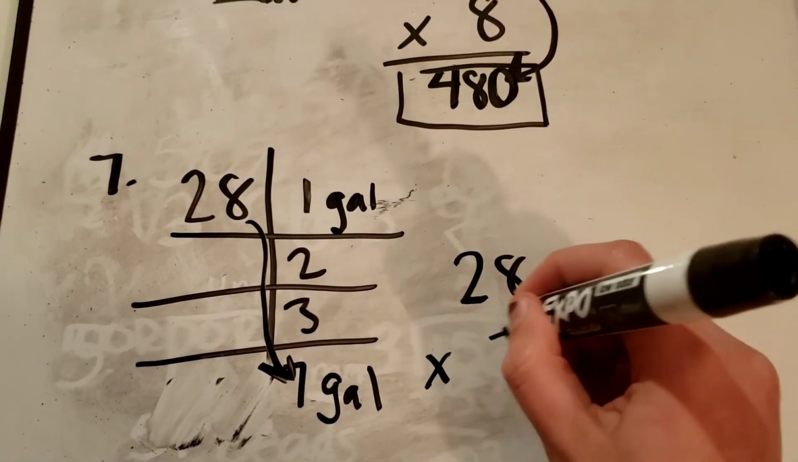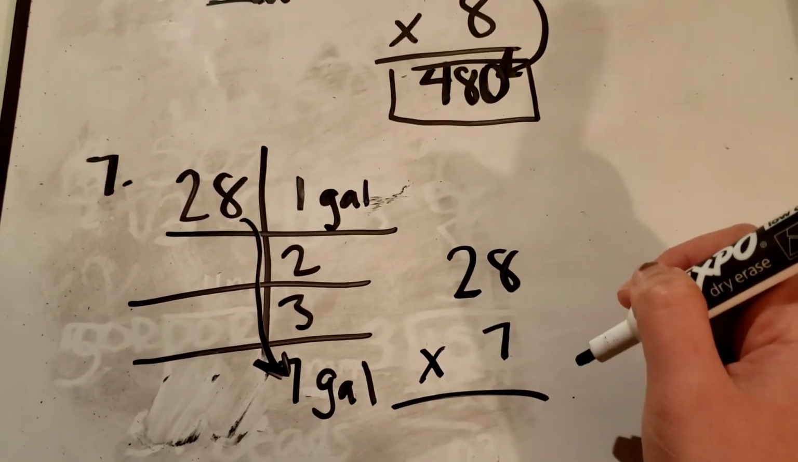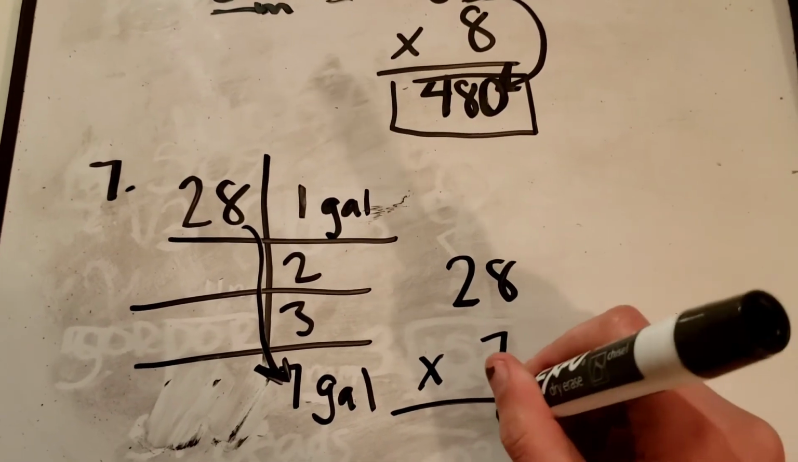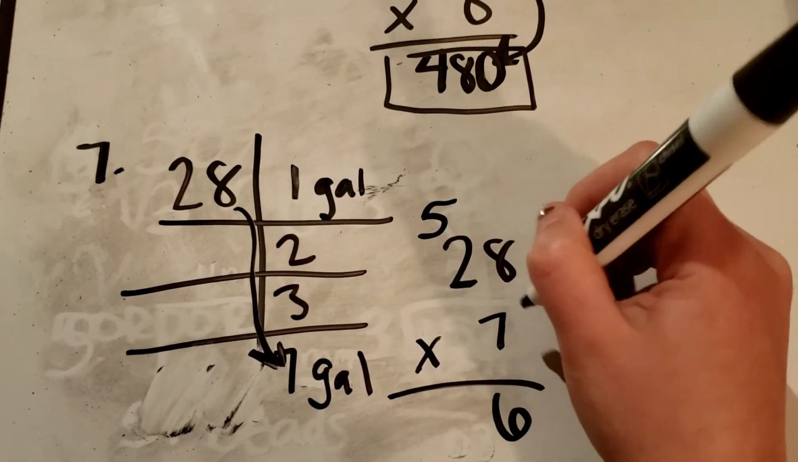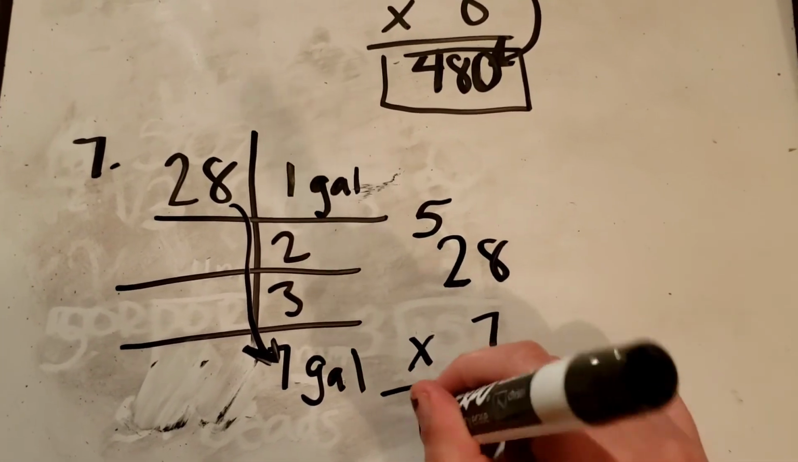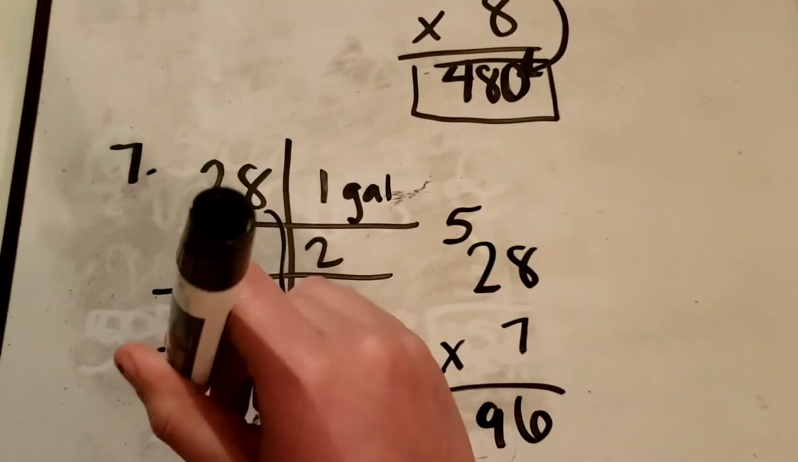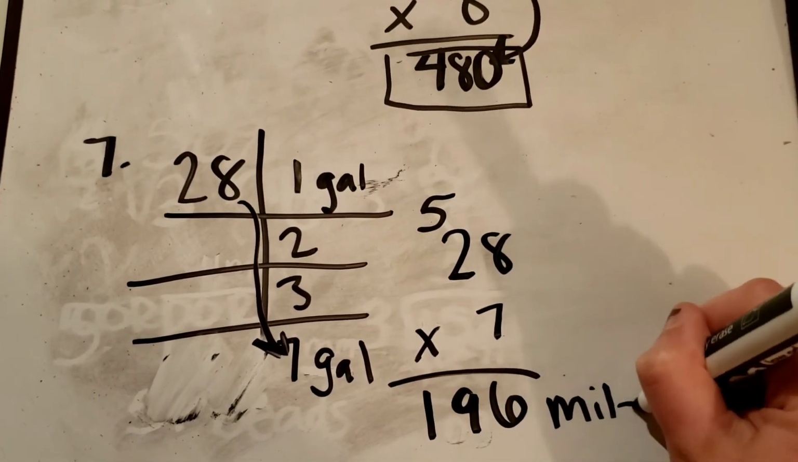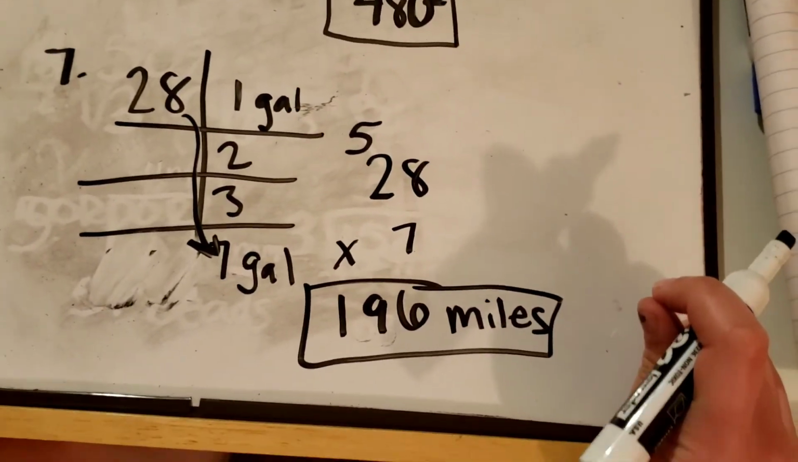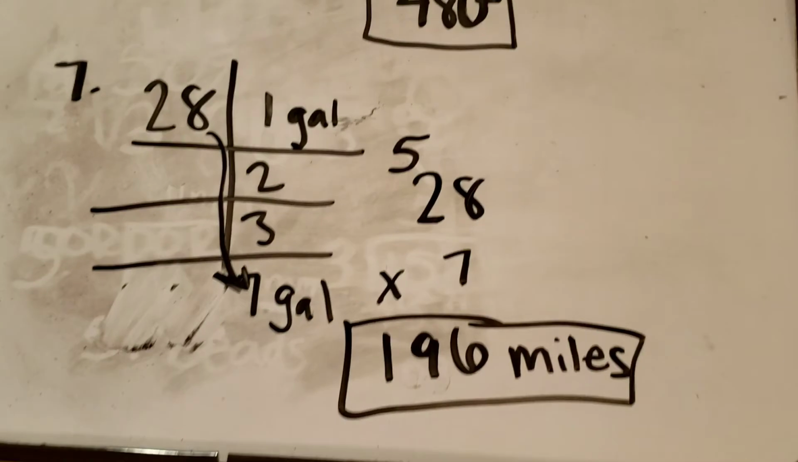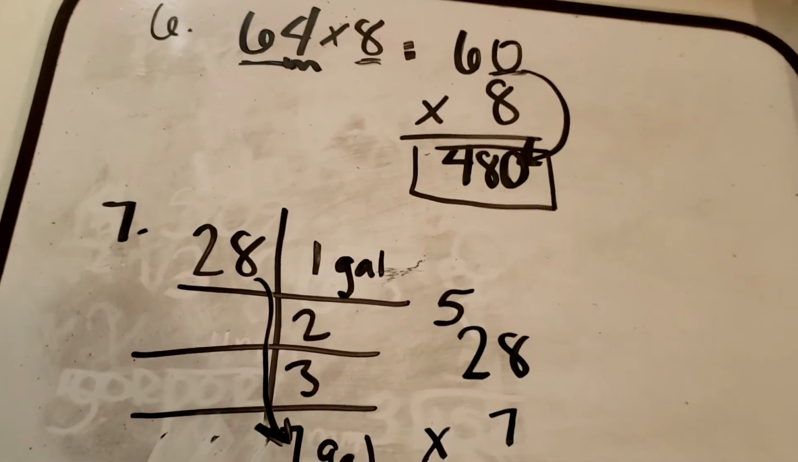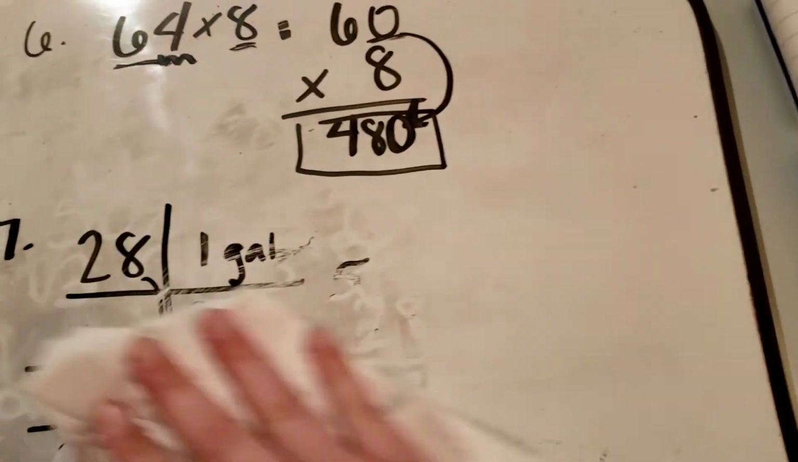28 times 7. 7 times 8 is 56. 2 times 7 is 14, plus 5 is 19. And what are we measuring in? Miles. So 196 miles is that answer. So if you need to draw a table like this to help you figure it out, I highly suggest that you do it. Make sure you're working hard to get the right answers.